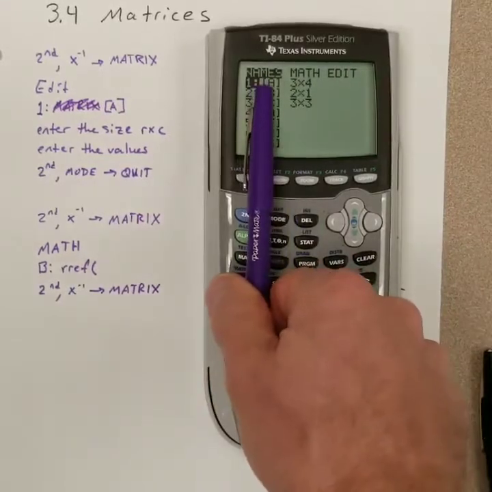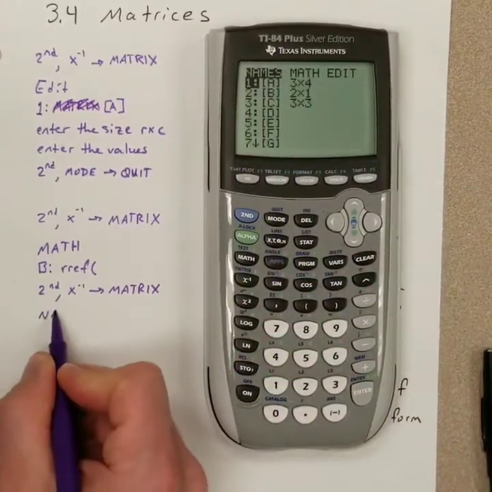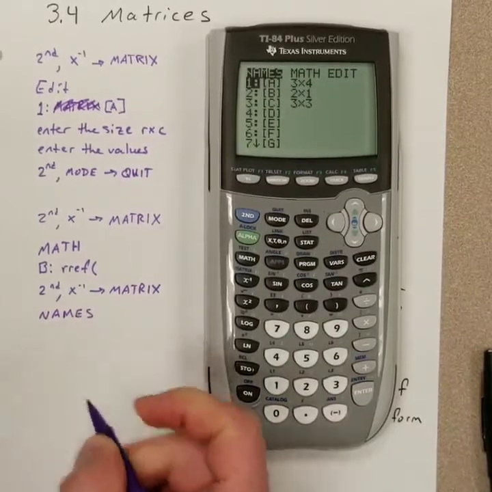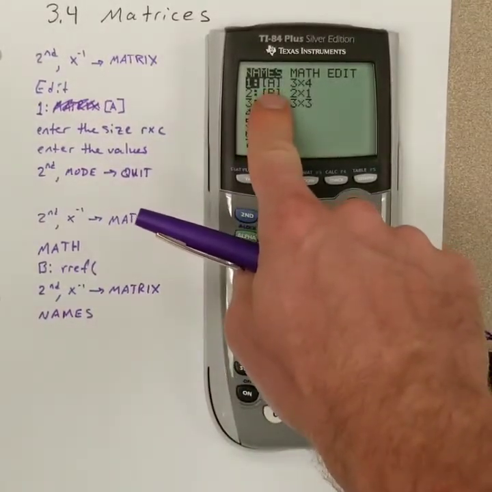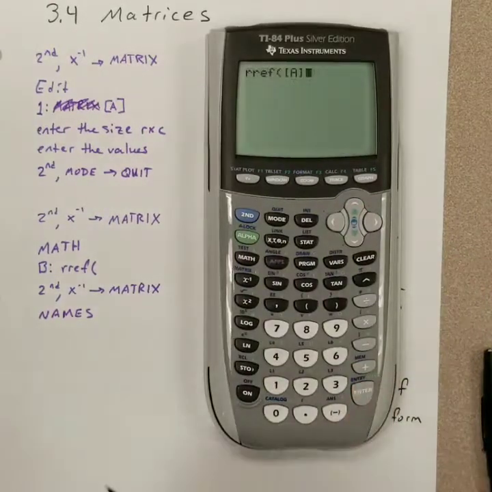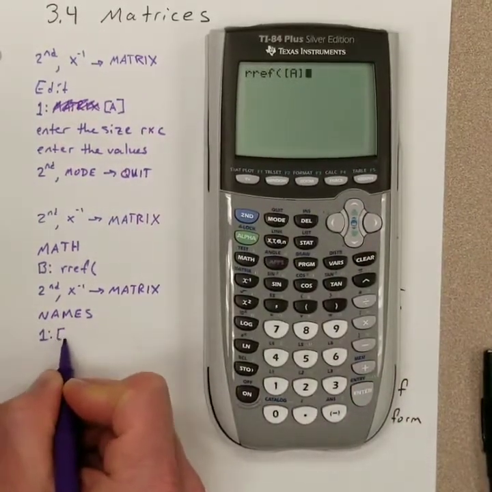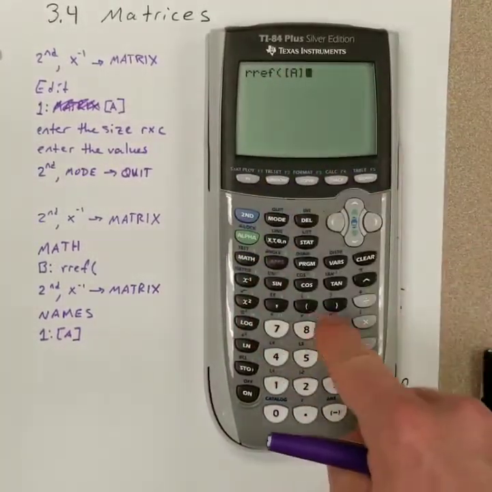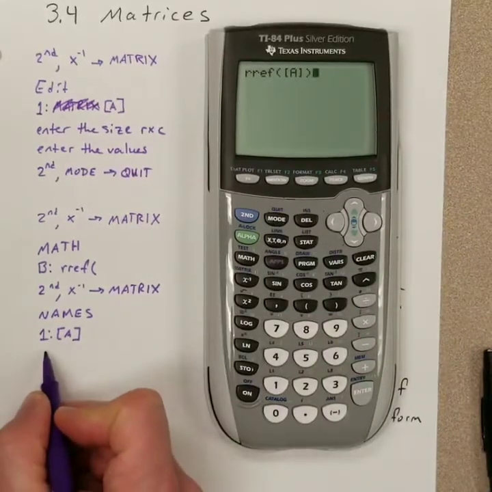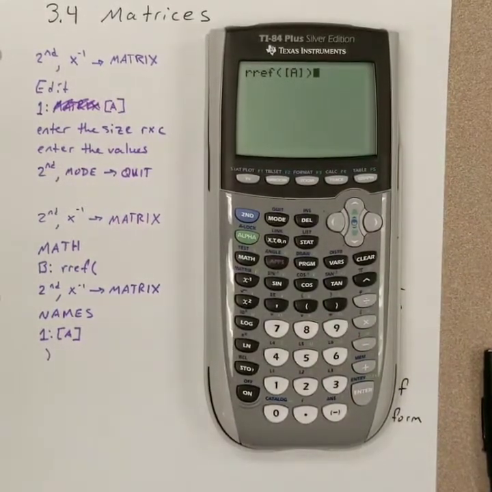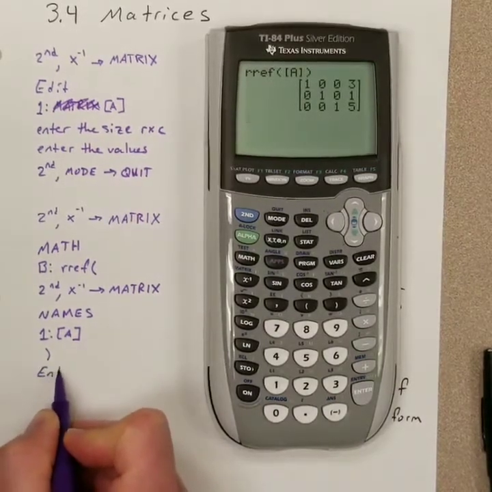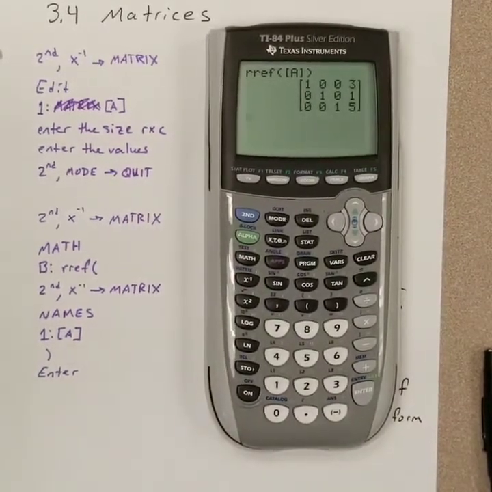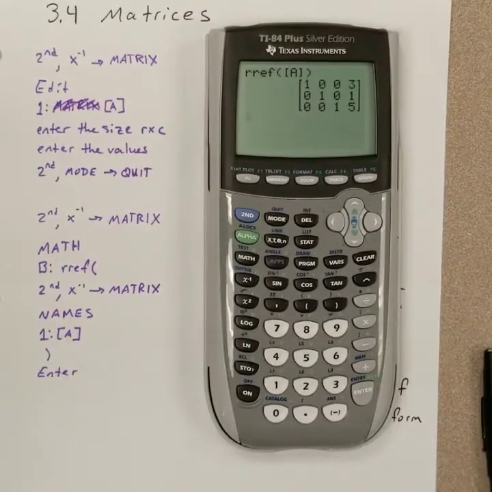And then under this names menu, you select the matrix you want to reduce, which in our case is matrix A. So I hit enter there. It puts the A in the parenthesis. I then want to close the parenthesis. Actually, if you don't close the parenthesis, it should work okay, but I'm going to close it anyway. And then you hit enter. And you'll see the reduced form of the matrix pop out.